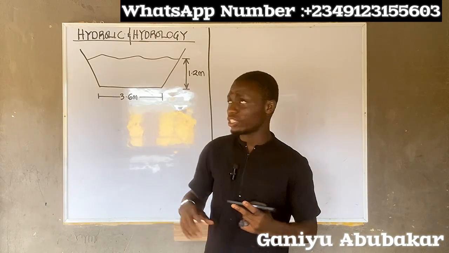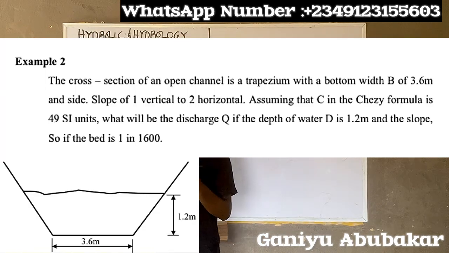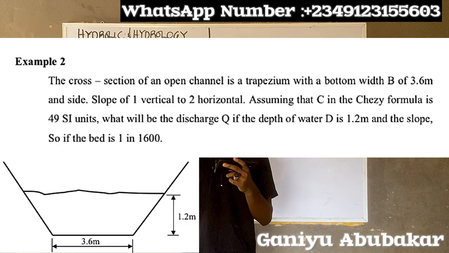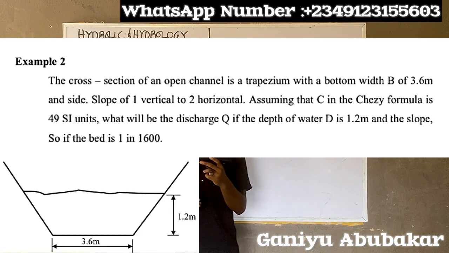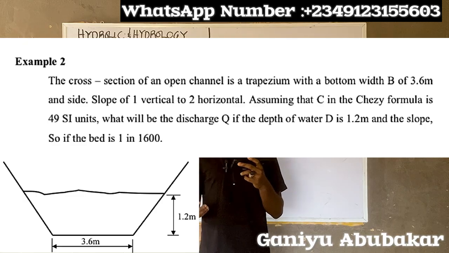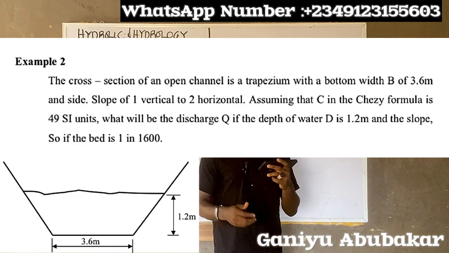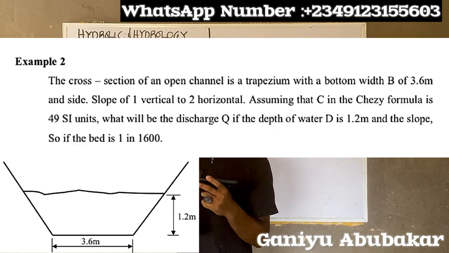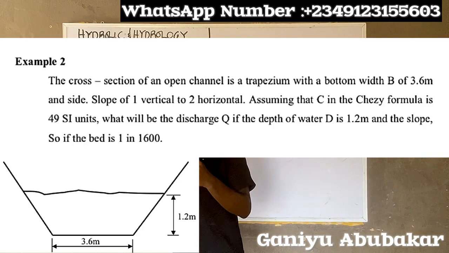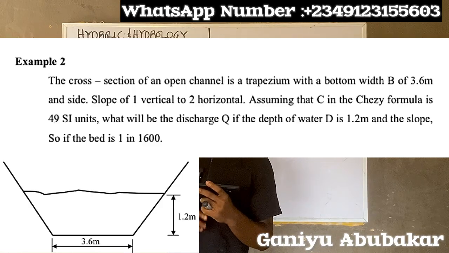The question attached to this diagram says the cross-section of an open channel is a trapezium with a bottom width B of 3.6 meter and side slope of 1 vertical to 2 horizontal. Assuming that C in the Chezy formula is 49 SI units, what will be the discharge Q if the depth of water D is 1.2 meter and the slope S naught of the bed is 1 in 1600?